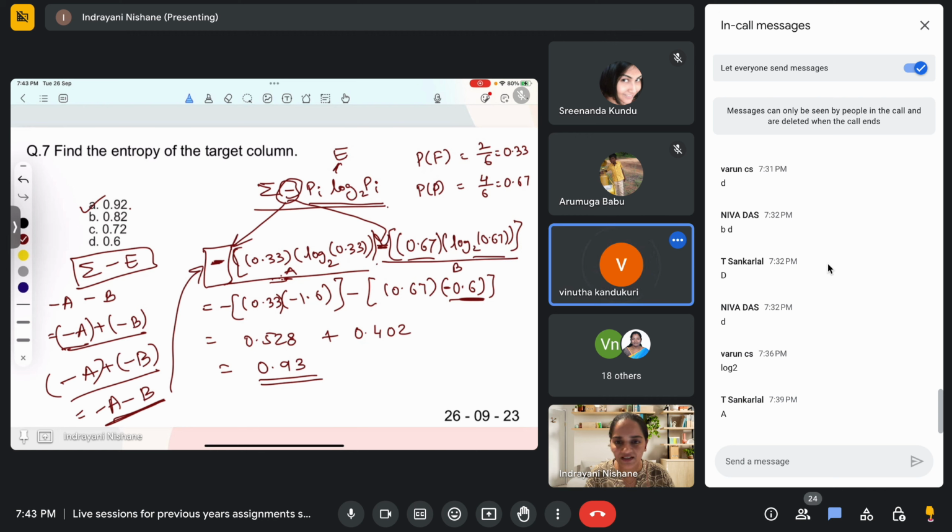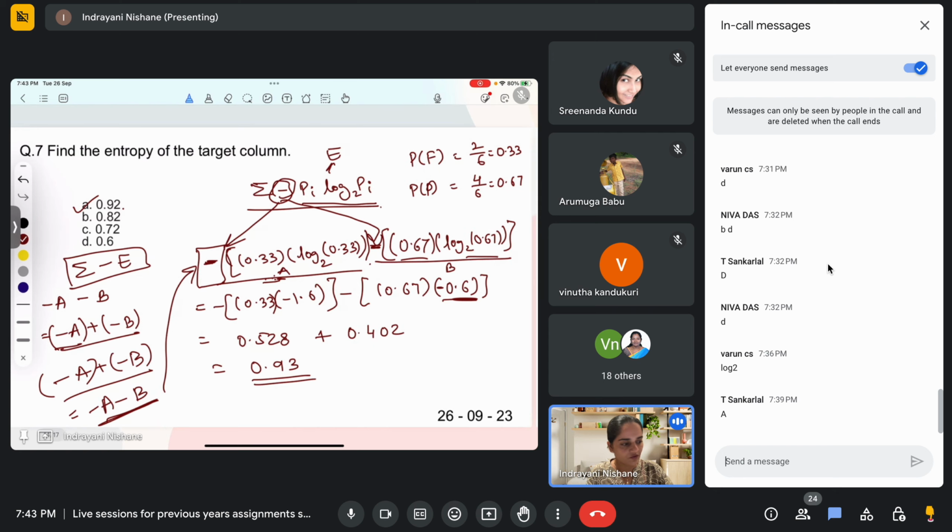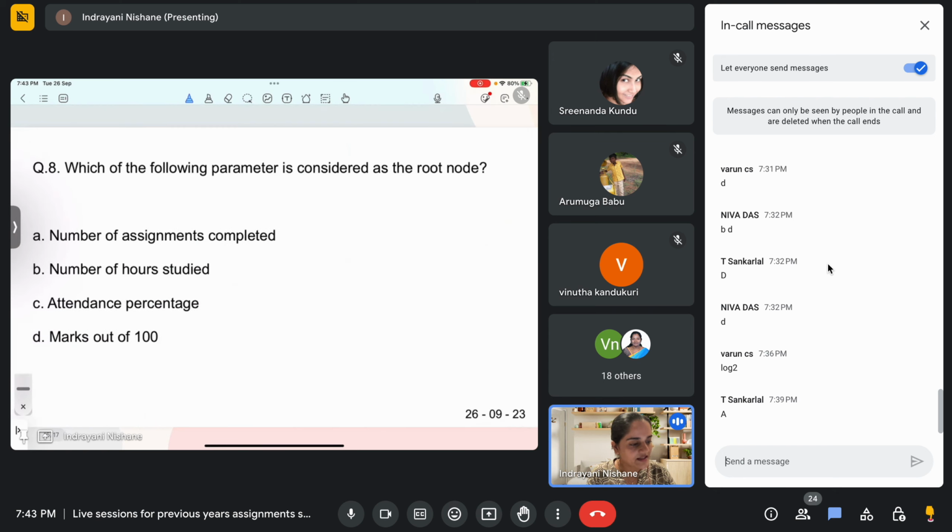Okay. So, should we move on to the next question? Yeah, let's move on to question 8. Question 8 says, which of the following parameters is considered as root node?